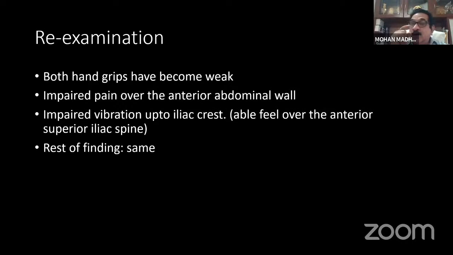So in such a case, always look for a sensory level on the back of the trunk. In the case of peripheral neuropathy, you will not get a level in the back. If you get a circumferential loss in the back, with a level, it is myelopathy. Did you understand my point?